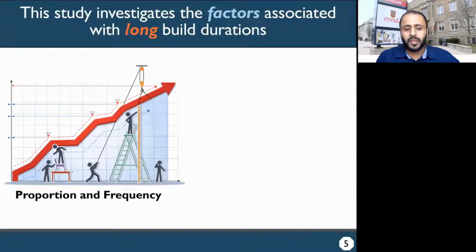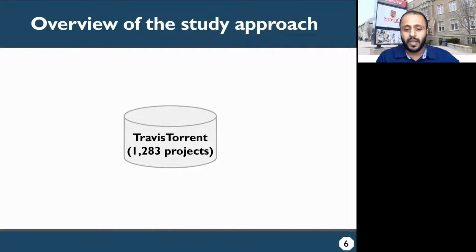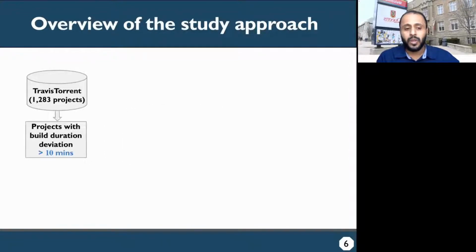First, we study the proportion and frequency of long build durations, and then we model long build durations to understand the factors behind them. We took TravisTorrent, which has over 1,000 projects, and kept only projects that have a build duration deviation of 10 minutes, which means they have the problem of long build durations, to come up with 67 projects that suffer from such a problem.